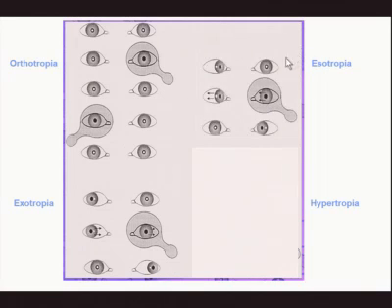Esotropia. So here the left eye is straight and the right eye is turned in. You put the cover over the straight eye, and then this eye moves to become straight, and this eye also moves, so now you have a left esotropia.